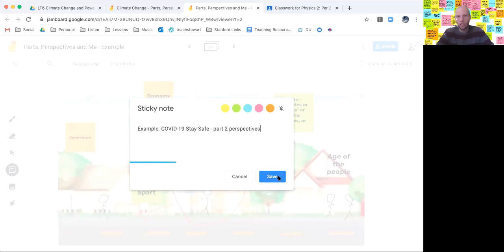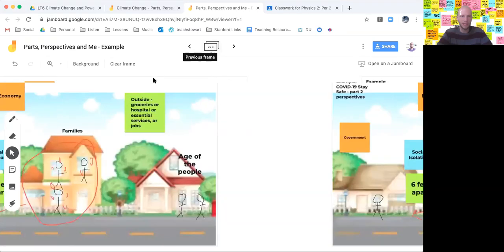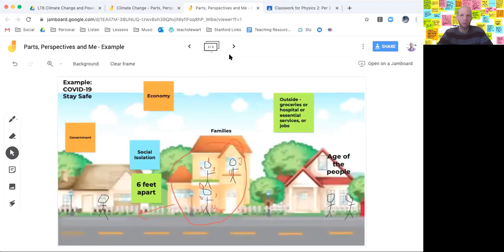So I'm going to change the second slide. So we have this slide, which has just our part one, and our second slide, which is going to be part two, perspectives. And now I'm going to look at the same information that I had from part one, and I'm going to add on to it. I'm going to add some of those perspectives that the people have.